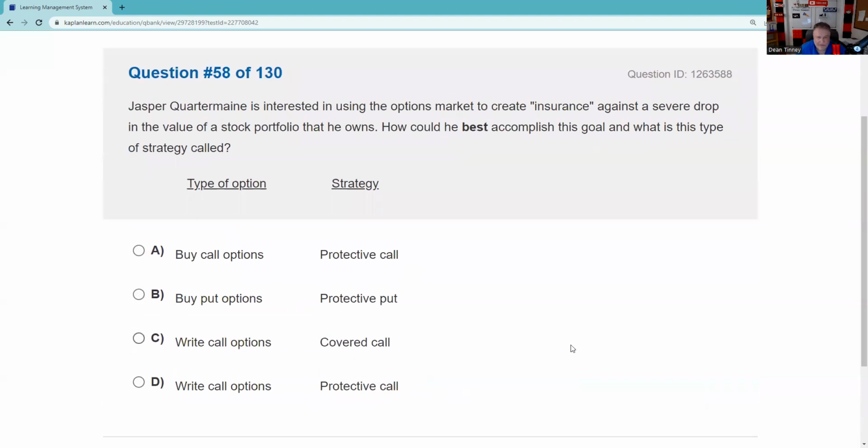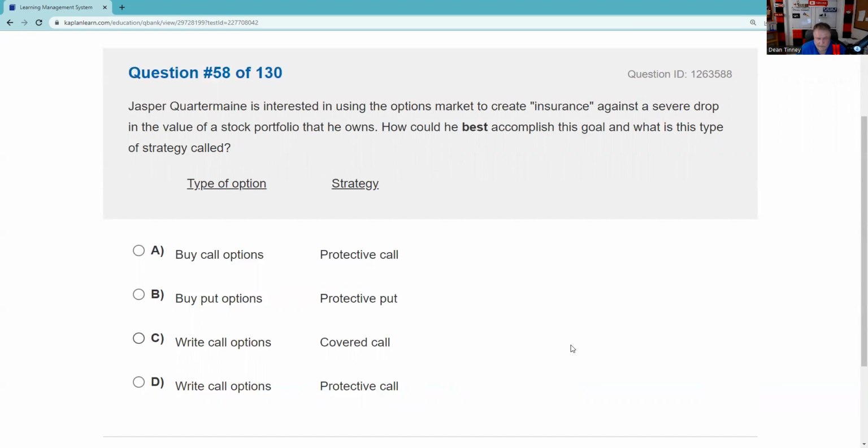Jasper Quartermain is interested in using options to create insurance. So when you say insurance on the test, again, if the 65 is tough, I've got hours of option lectures on the channel. I'm not so sure how much you want to do in terms of futures and options to pass your 65, but this answer set is where most of it's at, right? So, hedging: there are calls and puts, and you go long or short for basic option positions. A severe drop in the stock portfolio. So I'm looking for something that would offset the drop in my portfolio. How could he best accomplish this goal? And what is this strategy called?